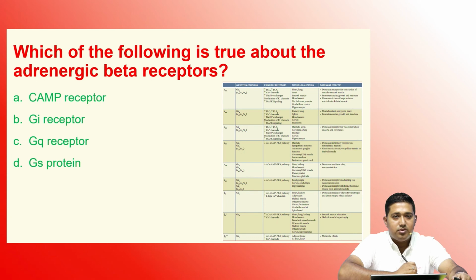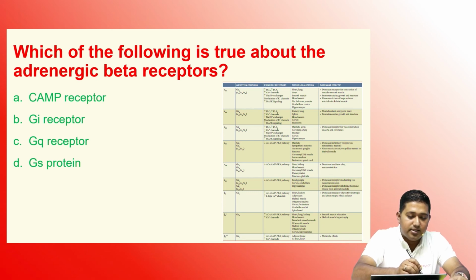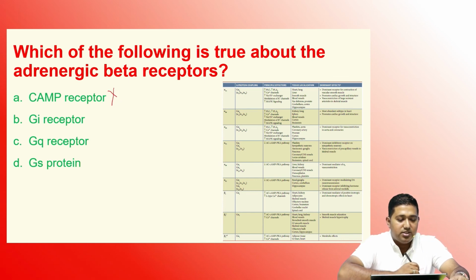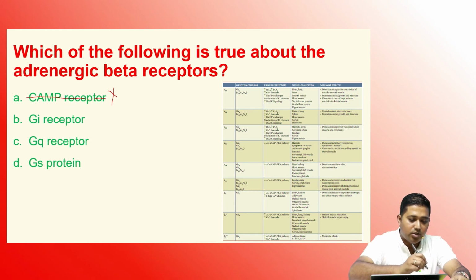The last question for today would be: which of the following is true about the adrenergic beta receptors? There are 4 options: cAMP receptor, Gi receptor, Gq receptor, and Gs protein. Normally what you understand here is that cAMP is a secondary messenger, not a receptor. So this is not going to be our answer. You can just cross it out. Now we have 3 receptor options remaining: Gi, Gq, and Gs. If you remember, beta receptors are stimulatory receptors, and of the remaining options, Gi is inhibitory, whereas Gs and Gq are stimulatory. So we can also remove Gi as a possible answer.